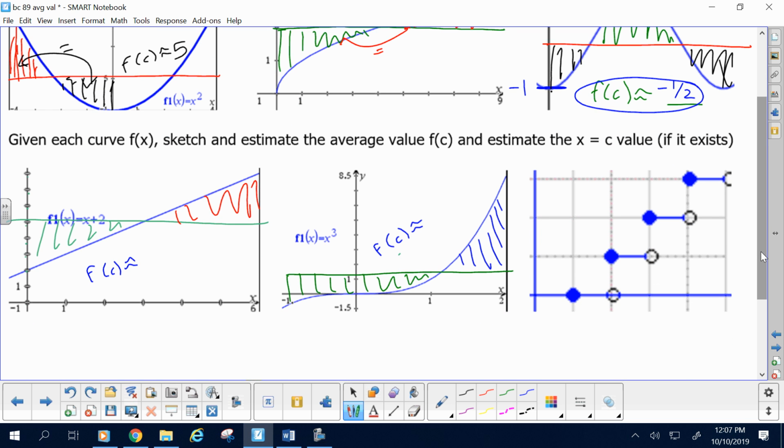What about the next one? Keegan, what do you think on the fourth graph? About 5. I agree. F at C is 5.